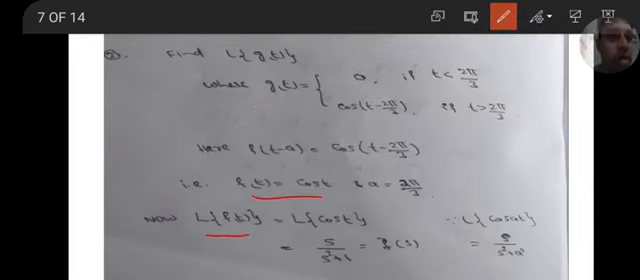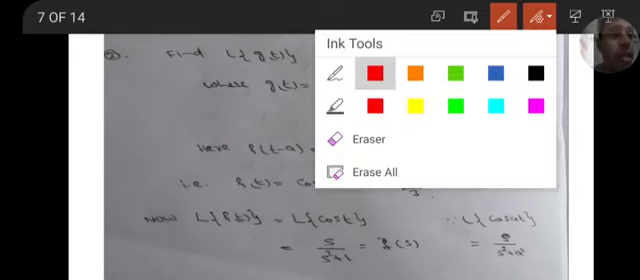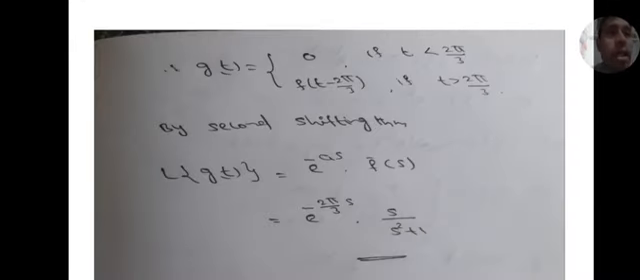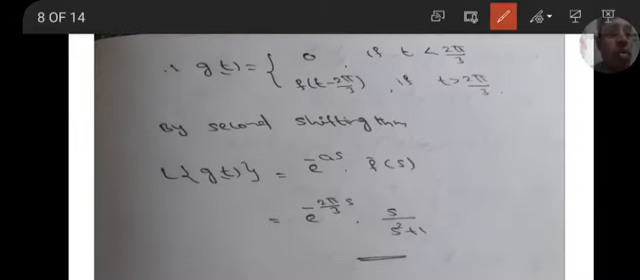So L of f of t means L of cos t. Cos at formula is s by s square plus a square where a equal to 1. So s by s square plus 1 equal to f bar s. And g of t can be written as 0 if t is less than 2 pi by 3, f of t minus 2 pi by 3 if t is greater than 2 pi by 3.